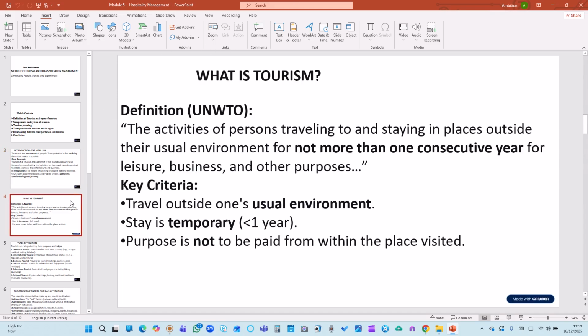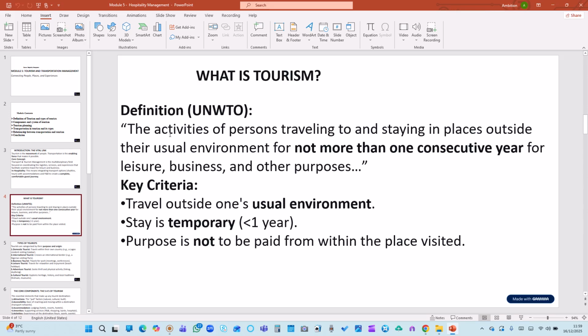Let us proceed with the definition of tourism. What is tourism? According to the definition of UN, tourism is being defined as the activities of persons traveling to and staying in a place outside their usual environment for not more than one consecutive year for leisure, business, and other purposes.